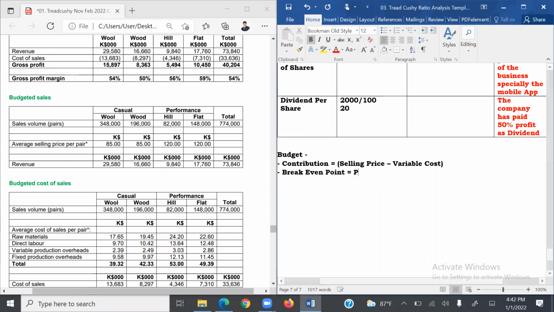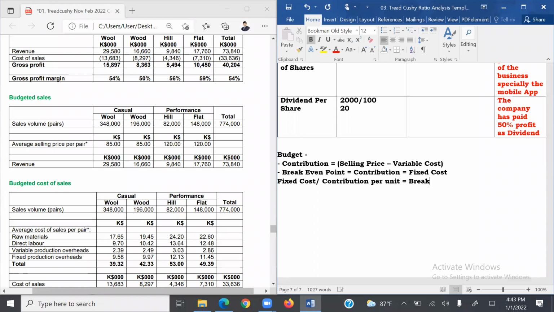Excellent. When the contribution equals the fixed cost, that means your contribution is covering up all your fixed costs. You don't make a profit, you don't make a loss. That's the correct answer. Excellent. Thank you very much, Bhumi. So the answer here is fixed cost divided by contribution per unit. That will give you the break-even units.